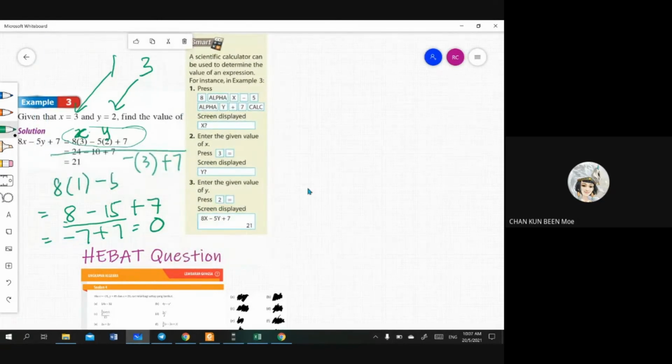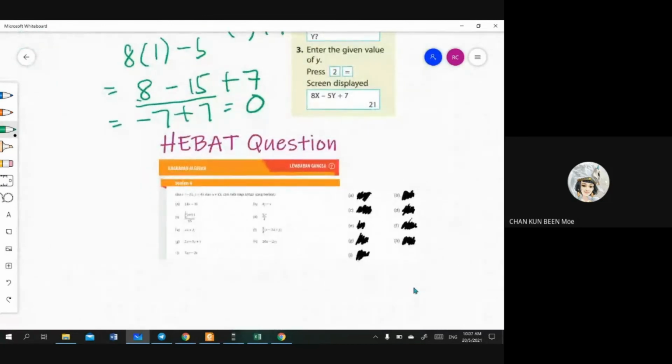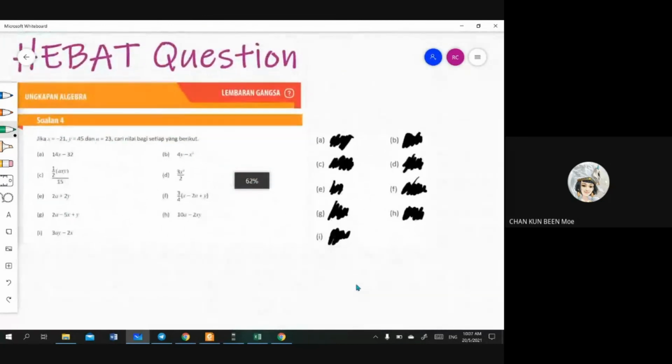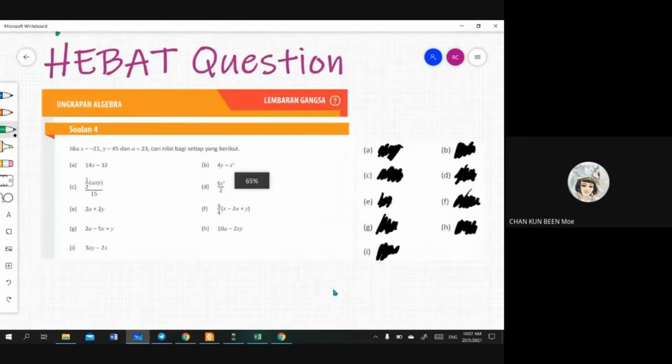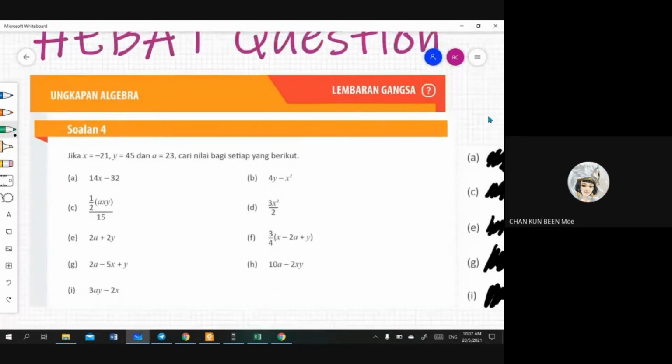So this part over here is the HEBAT question. I'm going to ask you to practice the HEBAT question using your calculator right now. I'm going to assign each of the groups one question. Do you still remember what is the meaning of HEBAT?